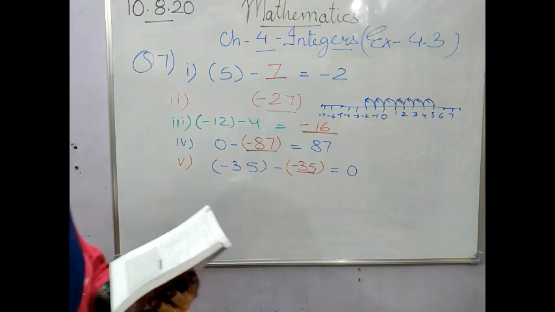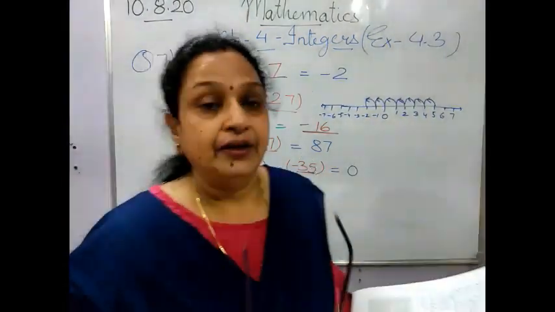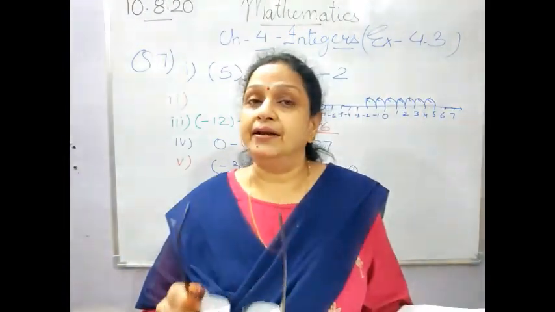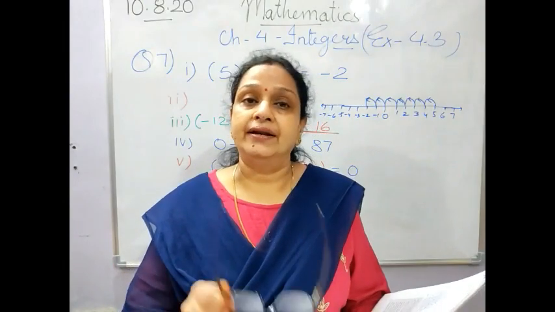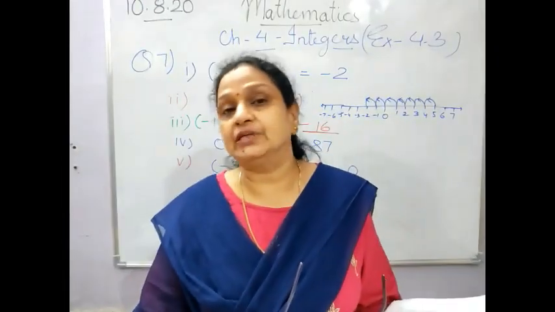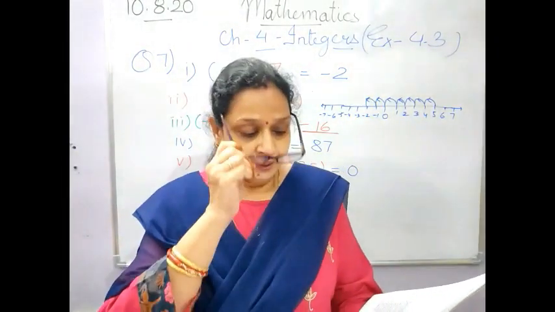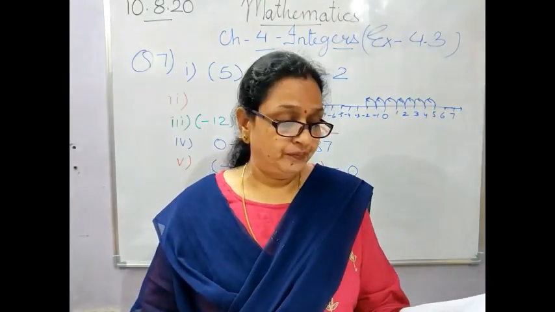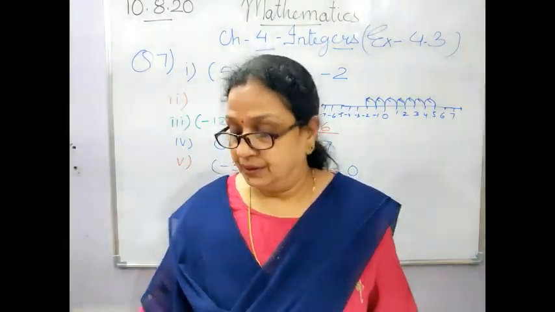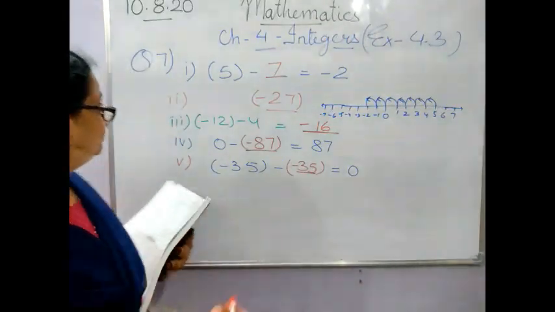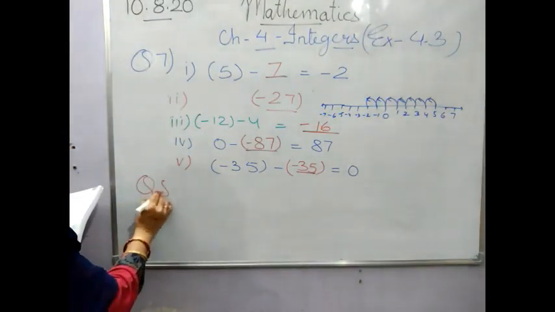Now come the predecessor of the integers. Predecessor means one number before, one number less. That means you will subtract 1 from them. You can do them on number line also. Minus 8. See, I'll show one over here. Question number 8.